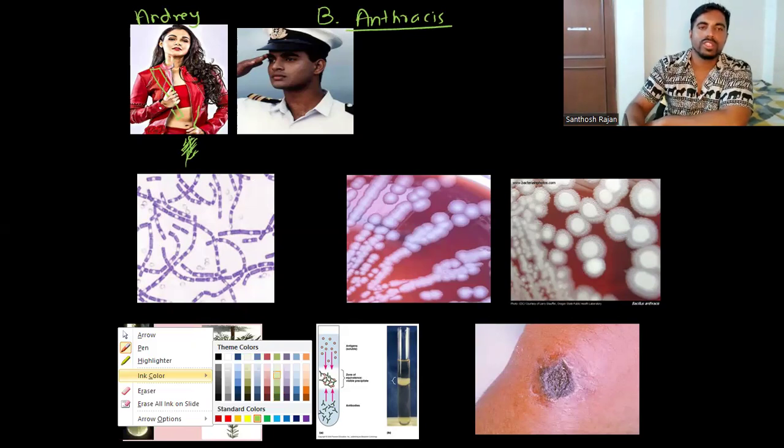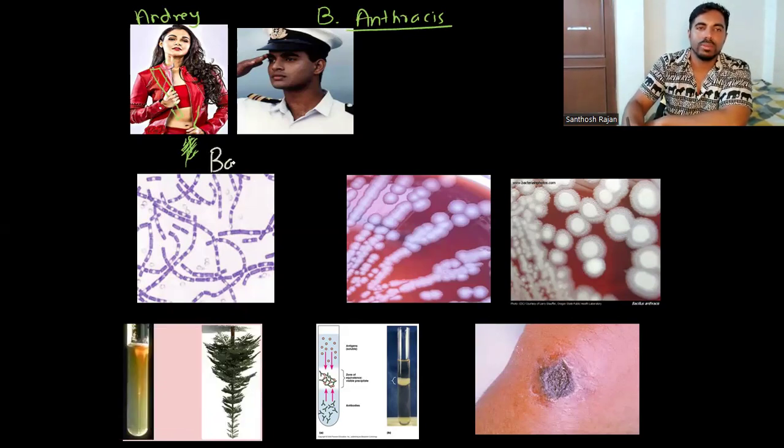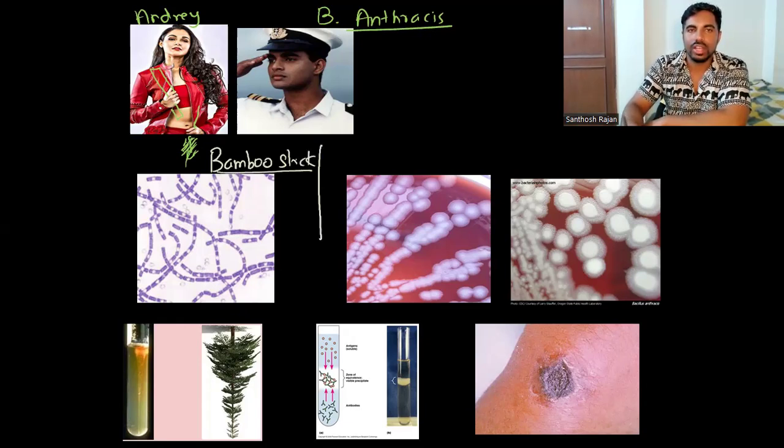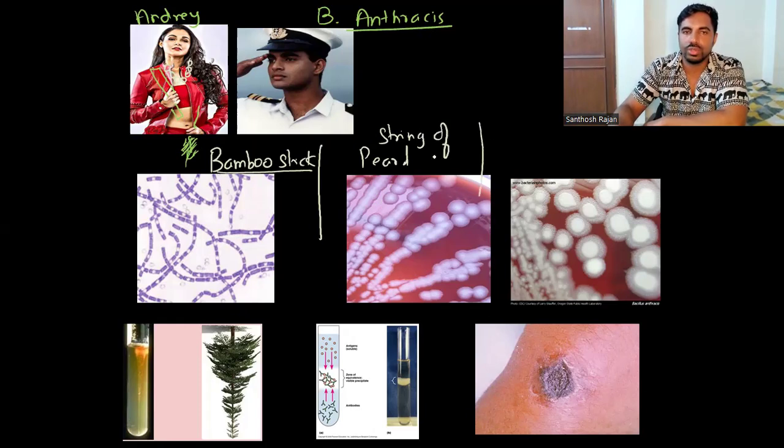So let's start. First of all, she has a bamboo stick. Remember, Andrea has a bamboo stick. The car is with Nagarjun, Mr. Perfect. Here, bamboo stick appearance on Gram stain is our Andrea, anthrax. And then you see she loves pearls, a lot of pearls. So a string of pearls appearance on the penicillin agar. This question can come.